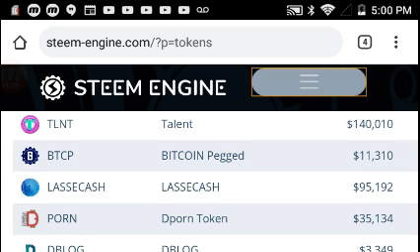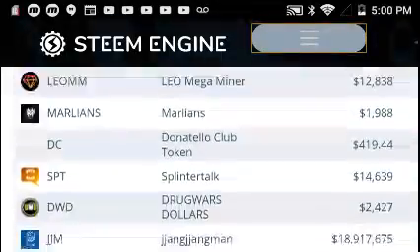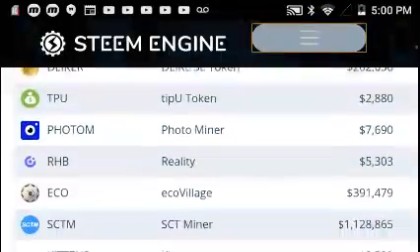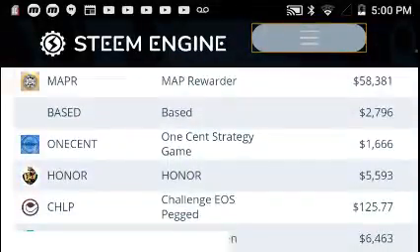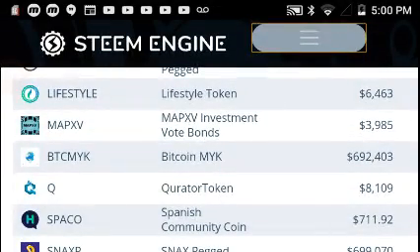So now, Bitcoin Peg obviously requires you to either have Bitcoin or purchase Bitcoin, right? We're going to show you how you don't have to do any of those things and how you can get it free. If you cruise down a little bit more, we should be somewhere on the list here. There we go. You see one called Bitcoin MYK, right?